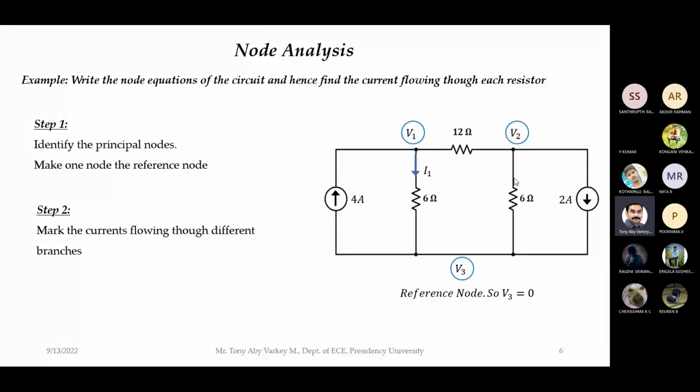Through 12 ohm, I am marking like this, I2. Through the right 6 ohm, I am marking as I3. Is this much clear? Please note that you can mark in any direction. If you want, you can mark I2 from right to left. No issues. No need to mark from left to right. Whatever direction you want, you can mark. Is it clear up to this? Any doubts?